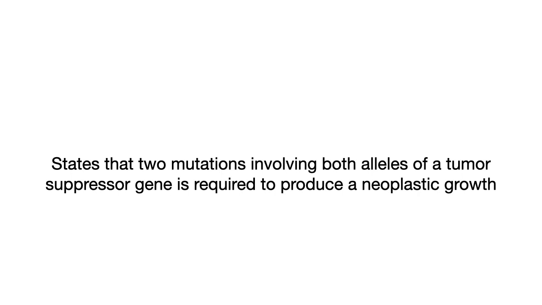What do you call genes that regulate cell proliferation? These are known as tumor suppressor genes. This states that two mutations involving both alleles of a tumor suppressor gene are required to produce a neoplastic growth. This is the central tenet behind Knudson's two-hit hypothesis.